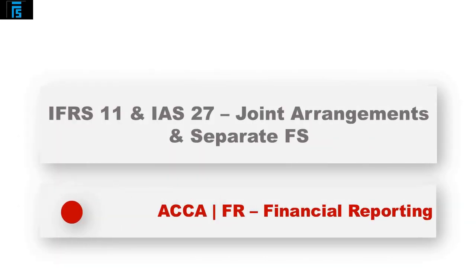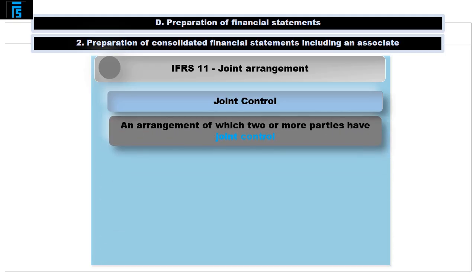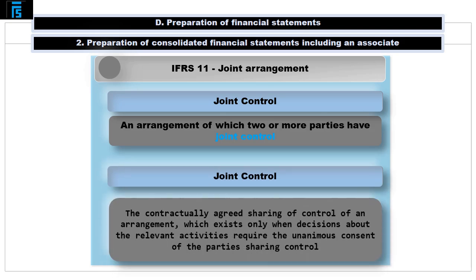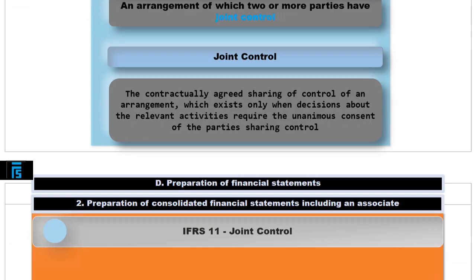Hello. In this session, we are going to look at IFRS 11, Joint Arrangements, and IAS 27, Separate Financial Statements. A joint arrangement is an arrangement of which two or more parties have joint control. IFRS 11 sets out joint control as the contractually agreed sharing of control of an arrangement, which exists only when decisions about the relevant activities require the unanimous consent of the parties who are sharing control.